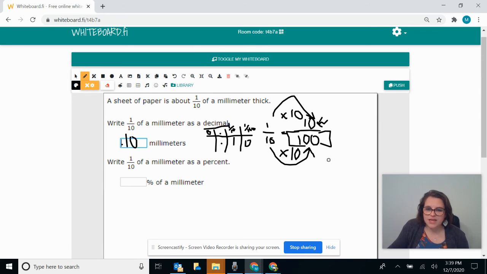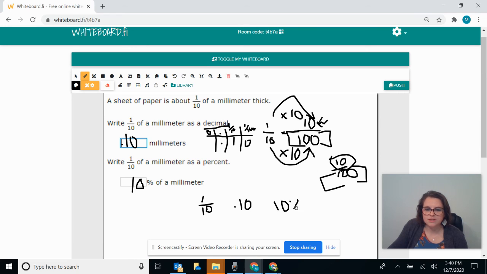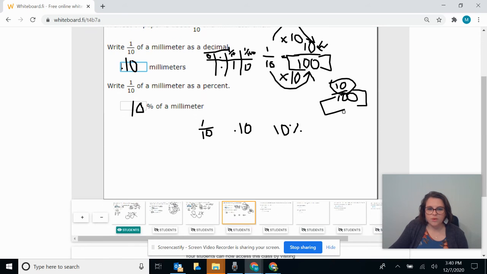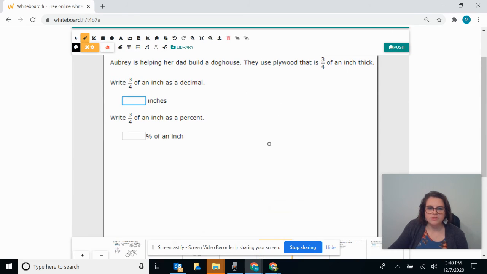Then to make 1 out of 10, or as we know, the equivalent fraction 10 out of 100, as a percent, because I have 100 as my denominator, I can just write the top number exactly as I see it. So that means that it would be 10%, okay? So 1 out of 10 is the same as 0.10 and 10%, okay? We're going to do one last problem, and hopefully it's going to help you.